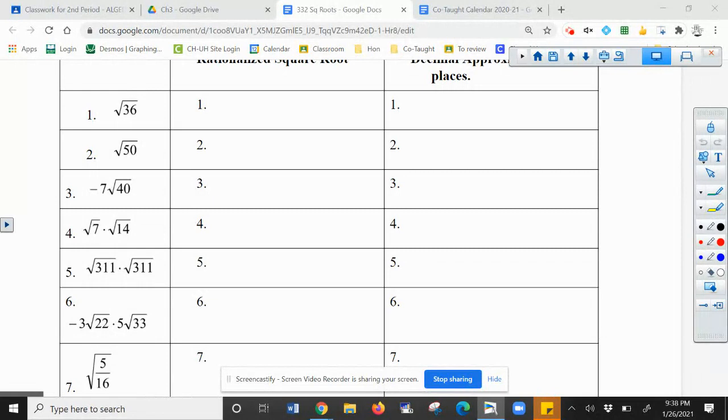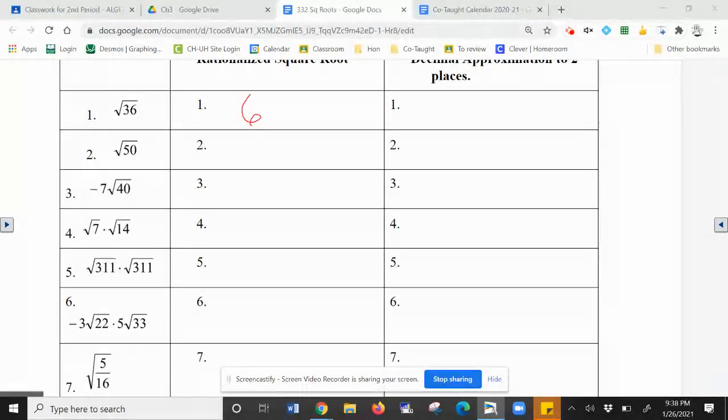So here's the square root of 36. We're going to first of all rationalize. And the second column is decimal approximation. We'll do that afterwards. The square root of 36 is 6 because 6 times 6 is 36. That's it. It's a perfect square, like the square root of 25 or the square root of 4 or the square root of 9 or the square root of 100.